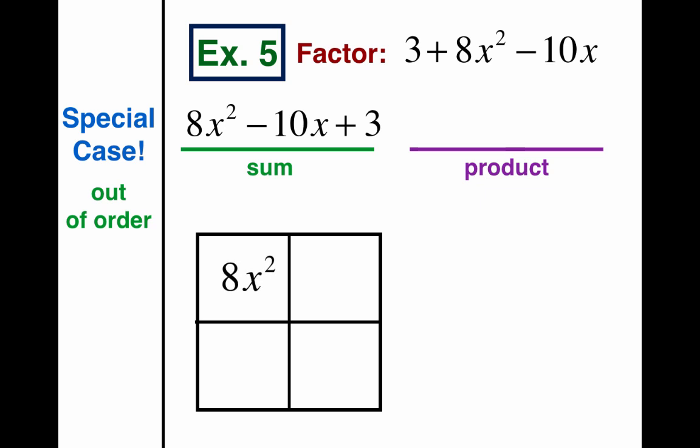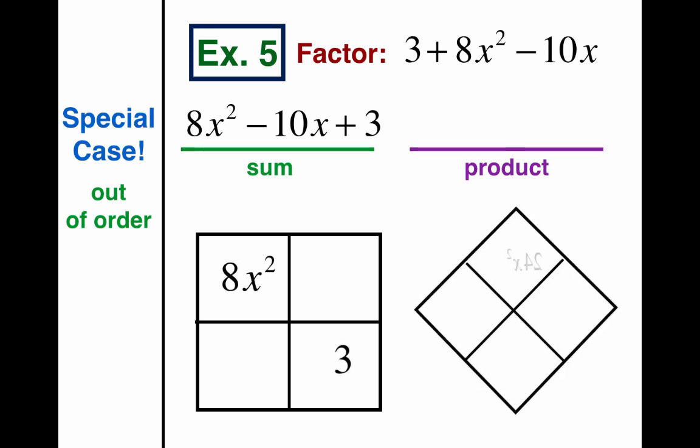8x squared goes in the corner. 3 goes across from it. When I make my diamond, I do 8 times 3, and I get 24x squared. Now what goes in the bottom of my diamond? Well, that minus 10x. So negative 10x is going to have to go in the bottom of the diamond. And now I sit and think, what gives me 24 and negative 10?